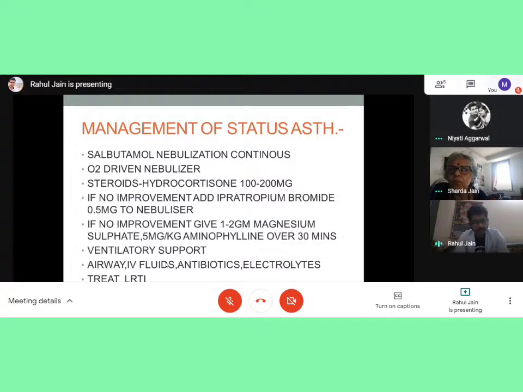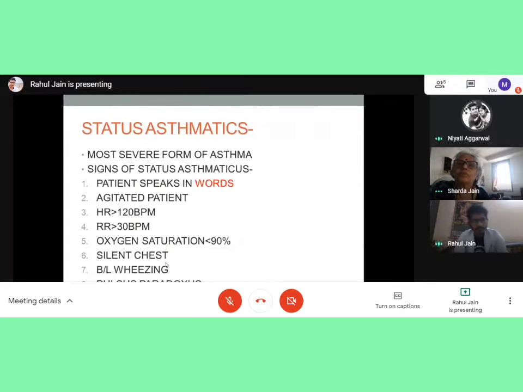Then obviously treating the LRTA is very important, because many times the patient has asthma and they get a LRTA and then they become a status asthmaticus patient. So treating the LRTA is very important, and these types of patients are managed inside the hospital. Then yes, this much only about status asthmaticus. I put it in brief.